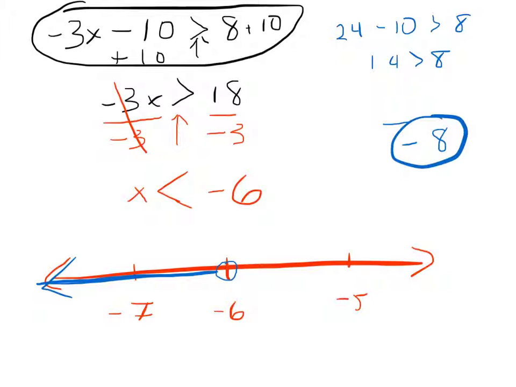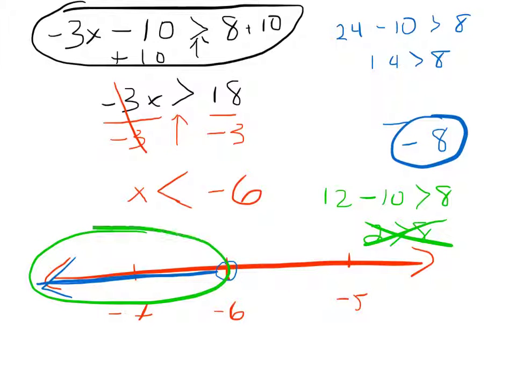So let's try that. I'll do a different color here. Negative 4 times negative 3 would be 12. Minus 10 is greater than 8. 12 minus 10 is 2. So we see that this is not true. So that's why we say any numbers have to be on this side for this original formula, or inequality, to be true.